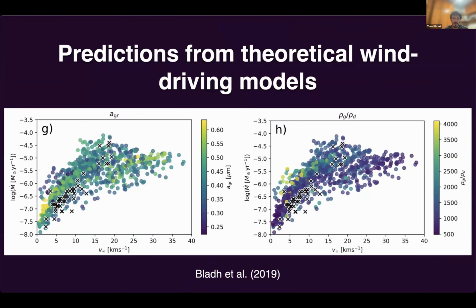Just to give a little more context from the modeling perspective, this is a figure from Bladh et al. 2019. These are the Darwin models from the group in Uppsala. Here they have all their wind driving models, in which you can see the mass loss rate on the y-axis and the expansion velocity on the x-axis. And here you can see grain sizes. The wind driving models have grain sizes larger than 0.3 microns, and typical gas-to-dust ratios of 1,000 or a little less, up to a few thousand. This gives some context to the observations that I'm going to show you now.